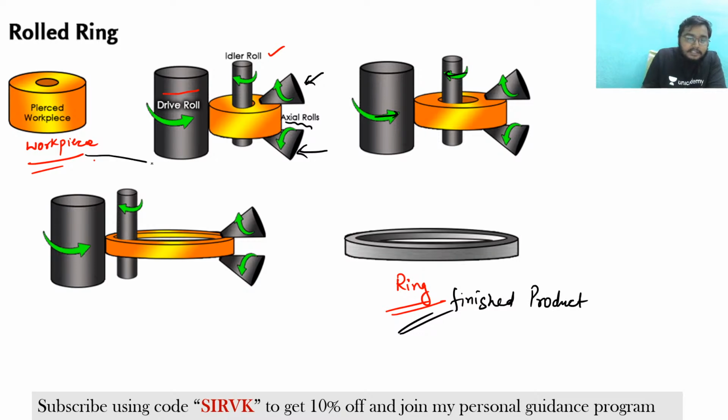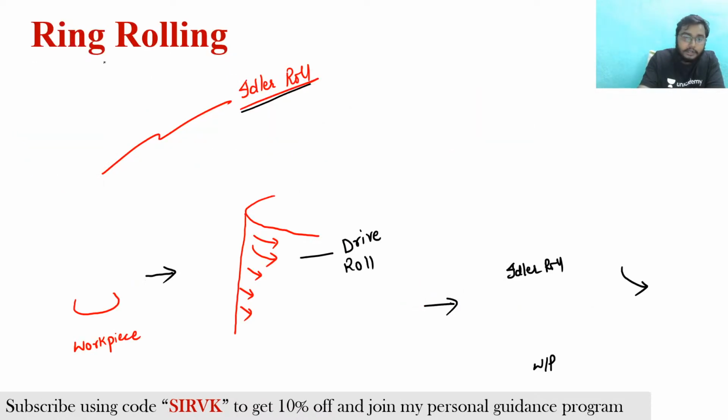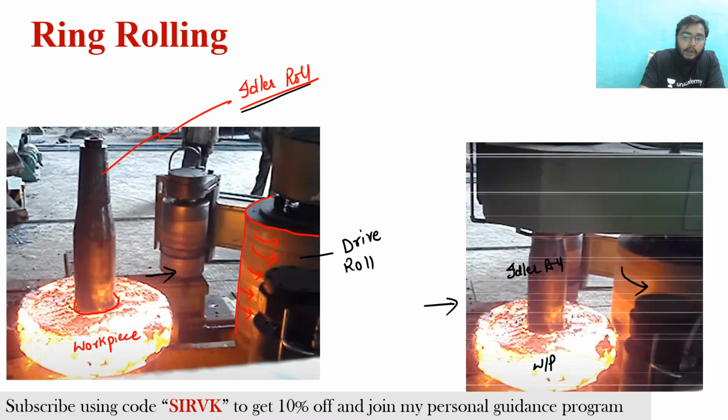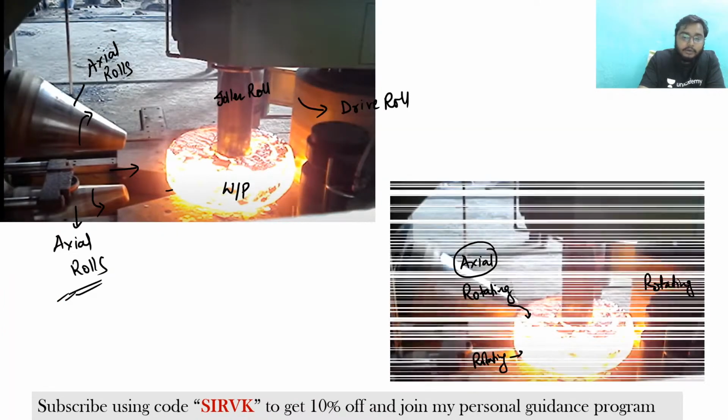So this was the workpiece. From workpiece to finished product, we have got the ring, and this is all about the rolled ring. So this is called ring rolling operations.